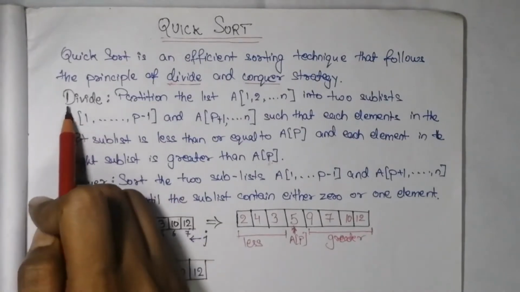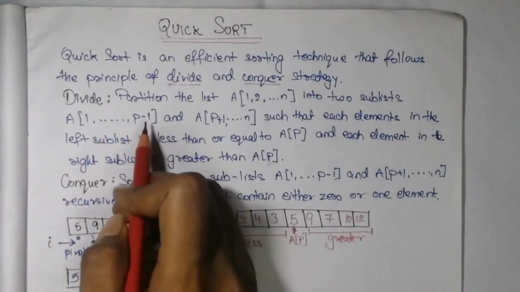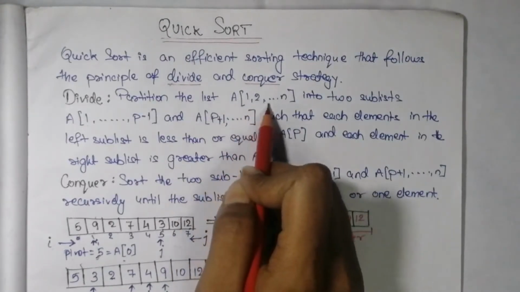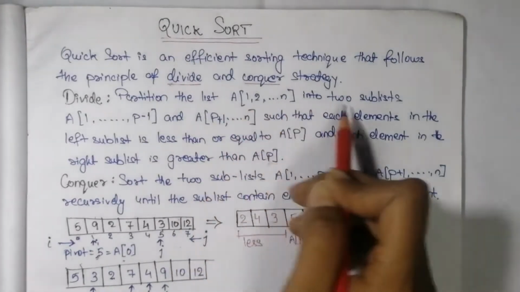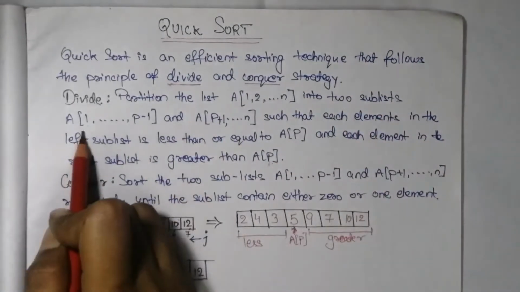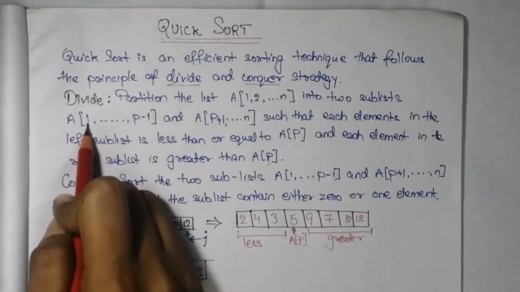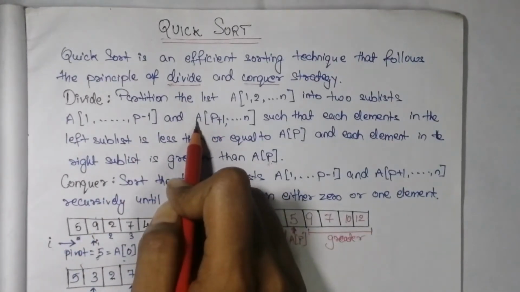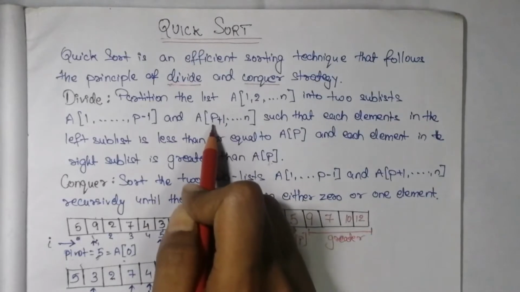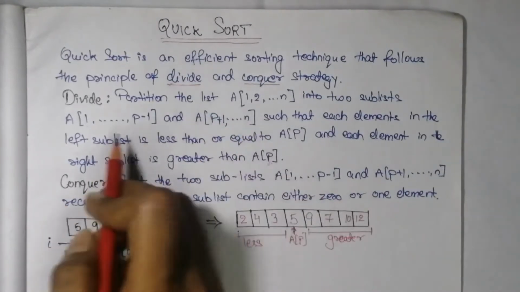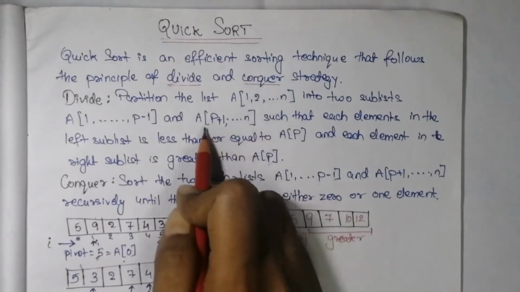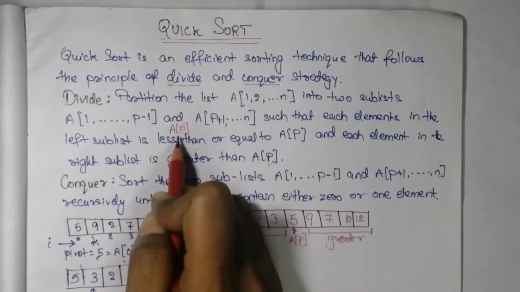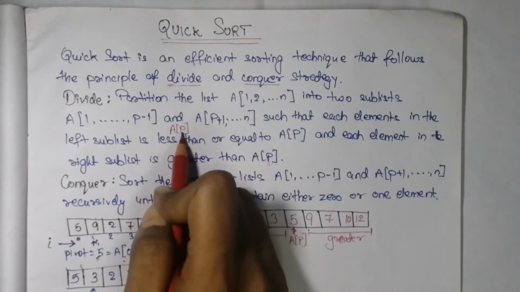So here in the step of division, in the beginning we will partition the list, that is the array A, which contains elements from the index 1 to n, into two sublists. The first sublist contains the elements from index 1 to p minus 1, and the second contains the elements from the index p plus 1 to n. That means this is the left sublist, this is the right sublist, and the position of partitioning is A[p], that means the element of the array at the index p.